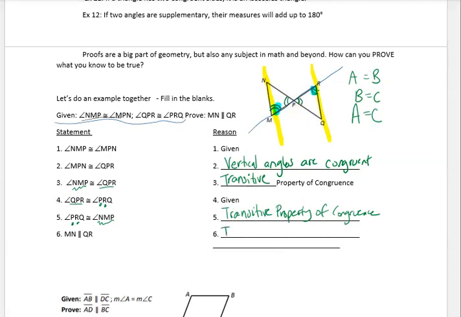So we could say, and you can see I'm using some abbreviations, if alternate interior angles are congruent, then the lines cut by the transversal must be parallel. And so that's how we proved that lines MN and QR are parallel.